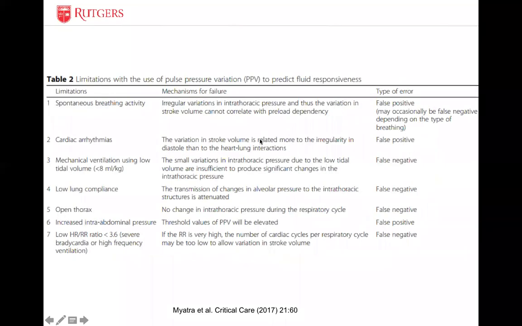Okay, so again, these are the limitations of using pulse pressure variation. Spontaneous breathing activity may not be the best form of people to use this. It's better if they're intubated. If they have cardiac arrhythmias, this again is not going to be reliable. And if their tidal volumes are too low. Okay, those are the major things that I think we have to worry about for the patients that we're seeing.